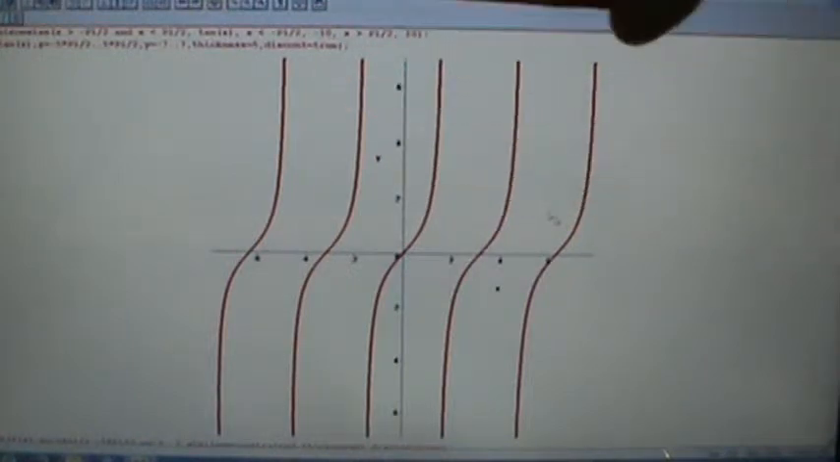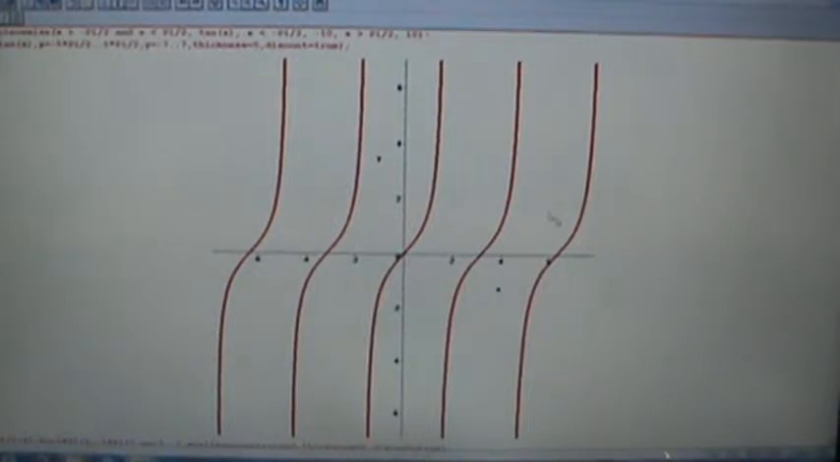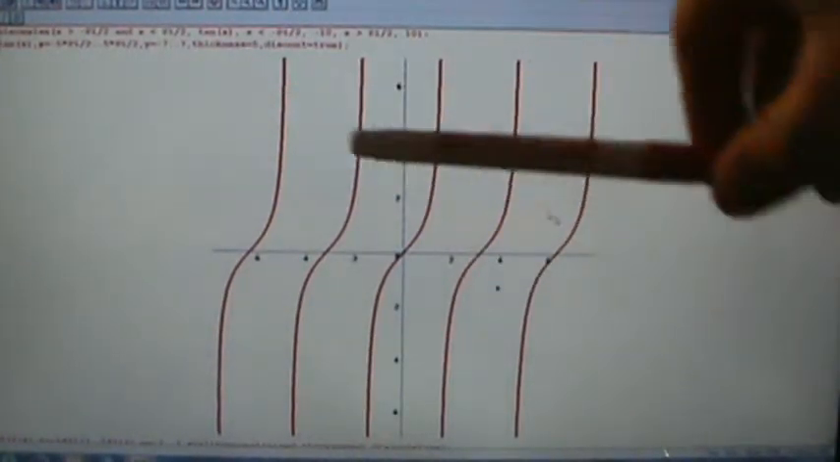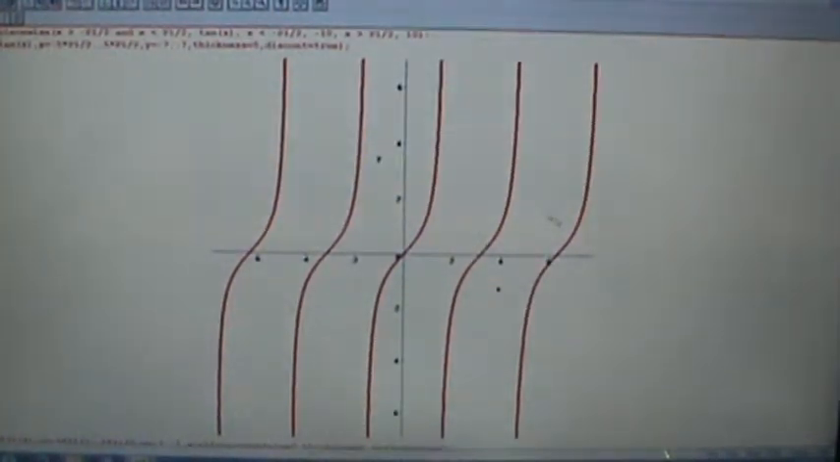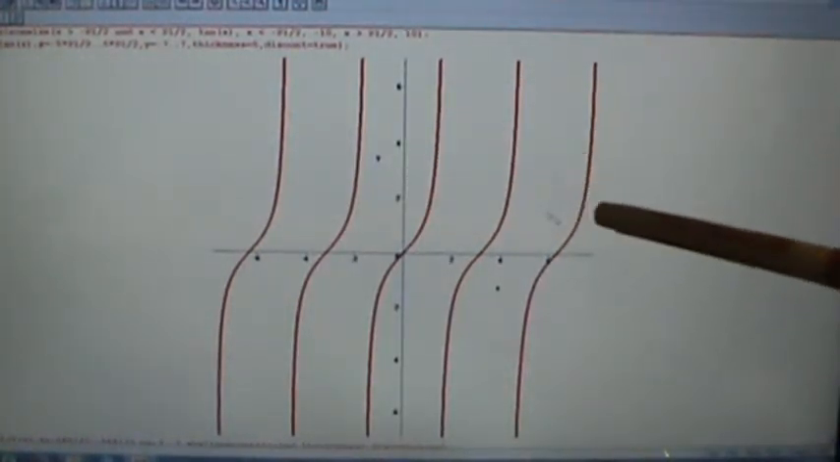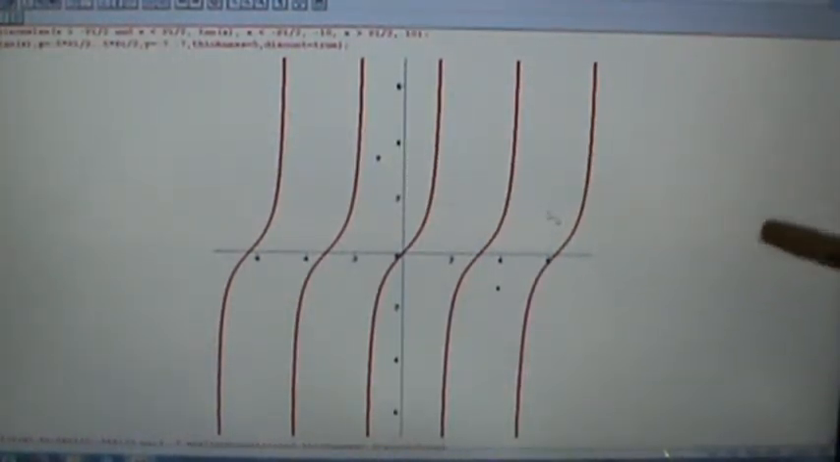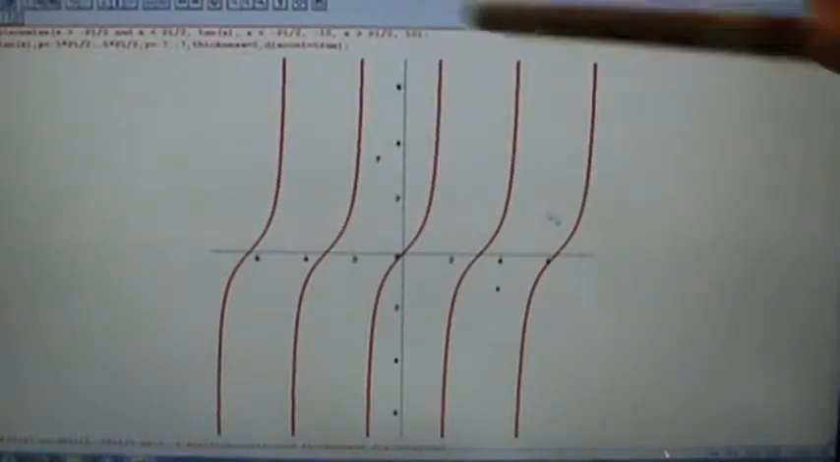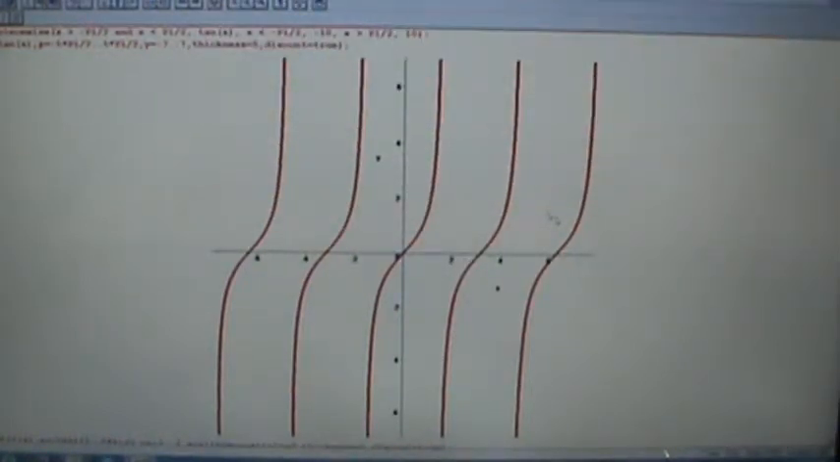And we see that this graph does fail the horizontal line test pretty badly. So any horizontal line that we draw anywhere is going to intersect this graph infinitely many times. 5 times that we can see. But there's infinitely many more pieces of the tangent graph out here and out here, to the right and to the left.